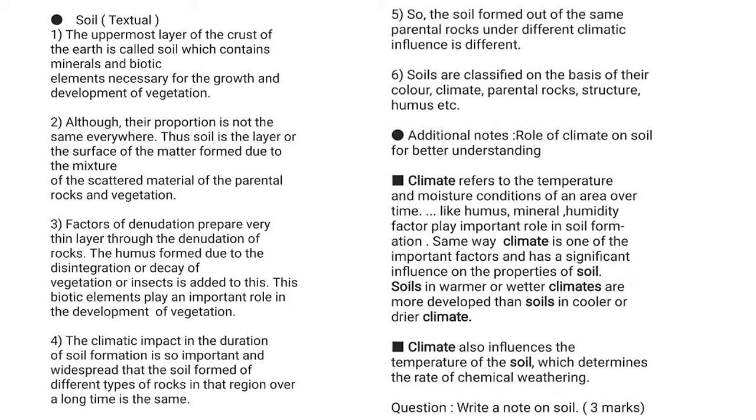So pay attention now. First of all, climate refers to the temperature and moisture condition of an area over a time. So like humus, minerals, and humidity, this factor plays an important role in soil formation. And in the same way, climate is one of the important factors and has a significant influence on the properties of soil. Soil in warmer or wetter climates is more developed than soil in cooler or drier climates.